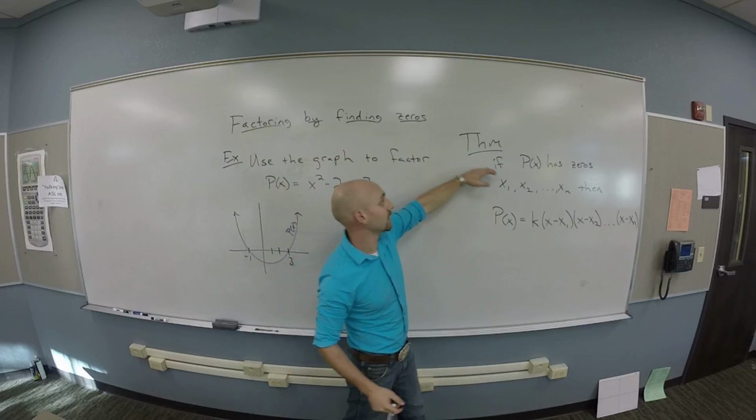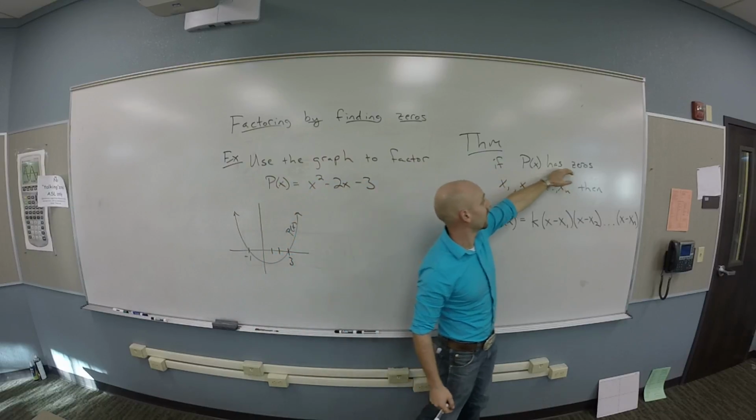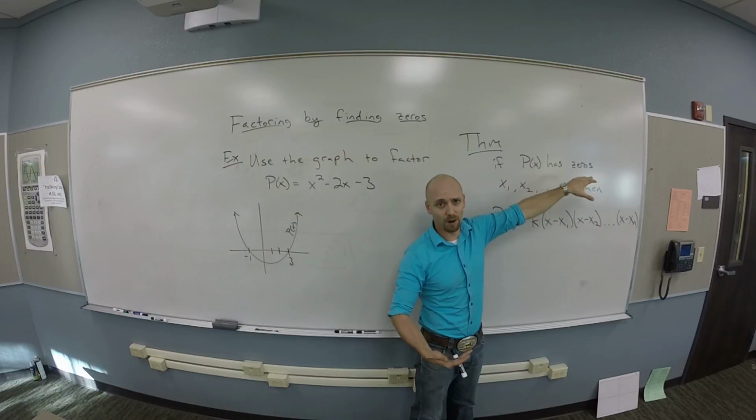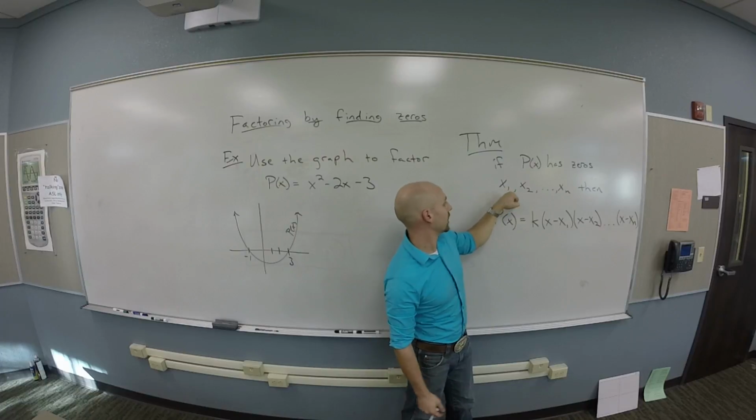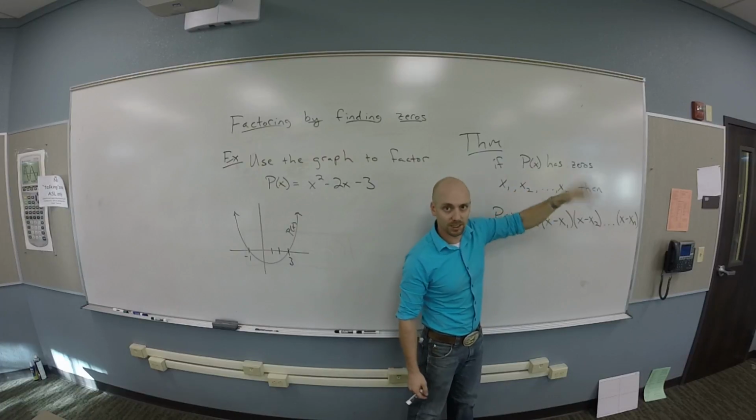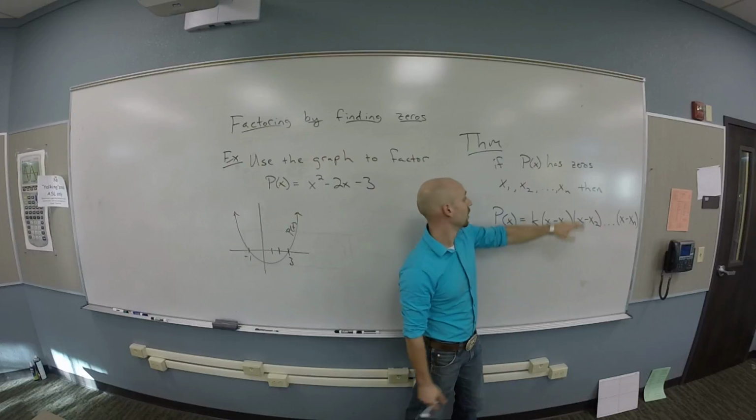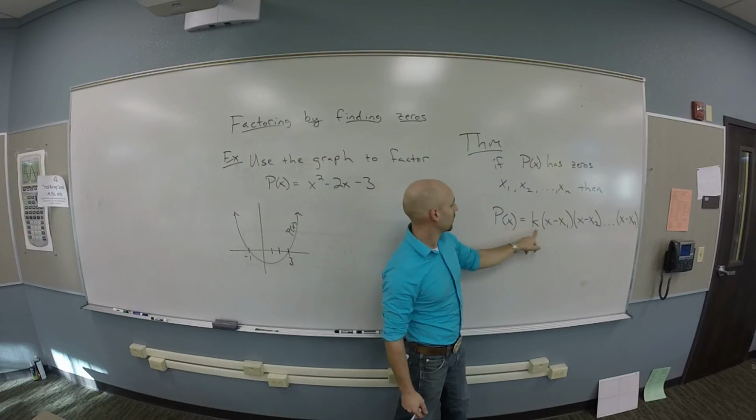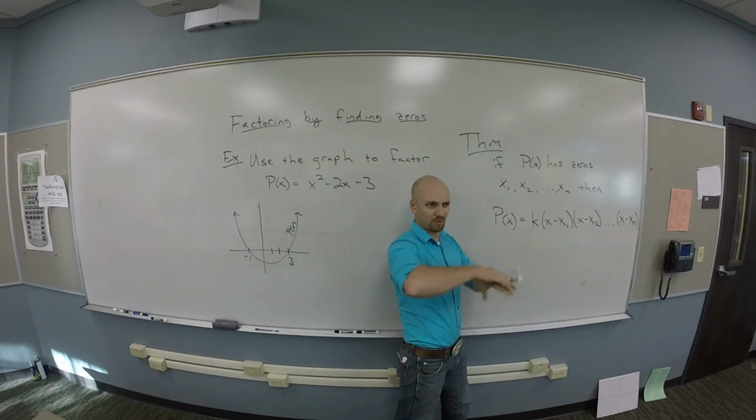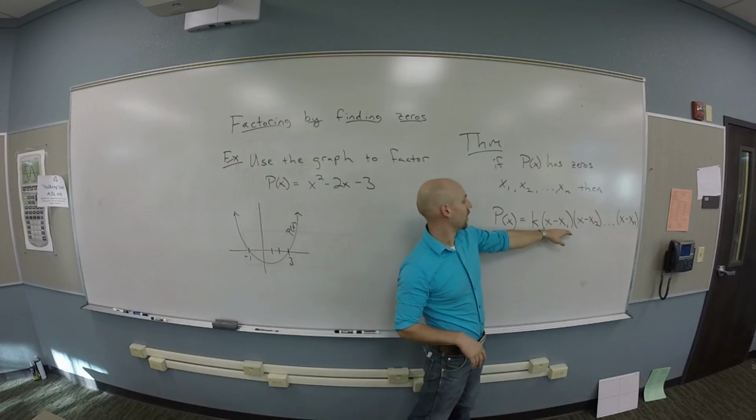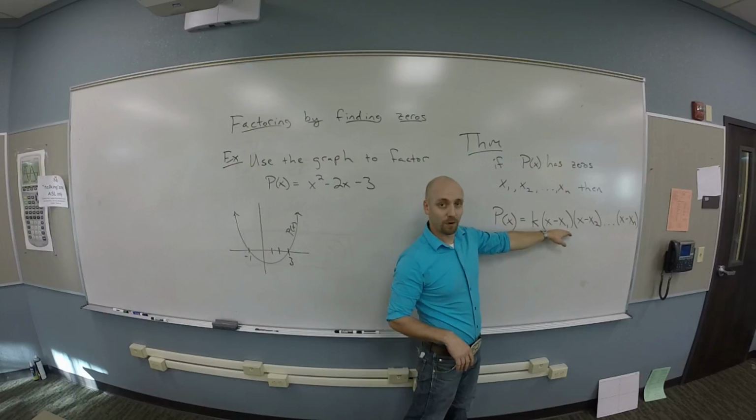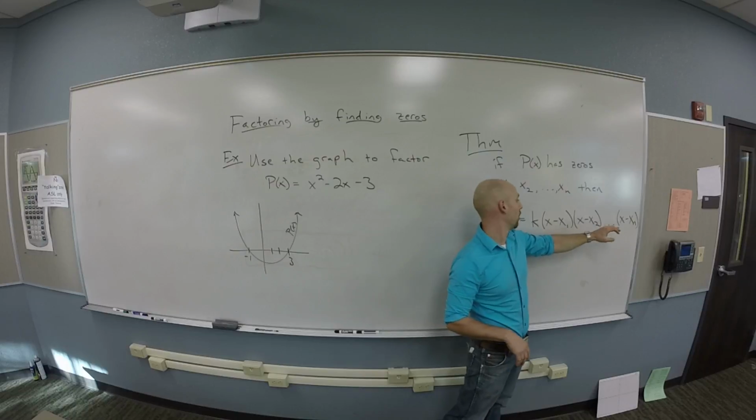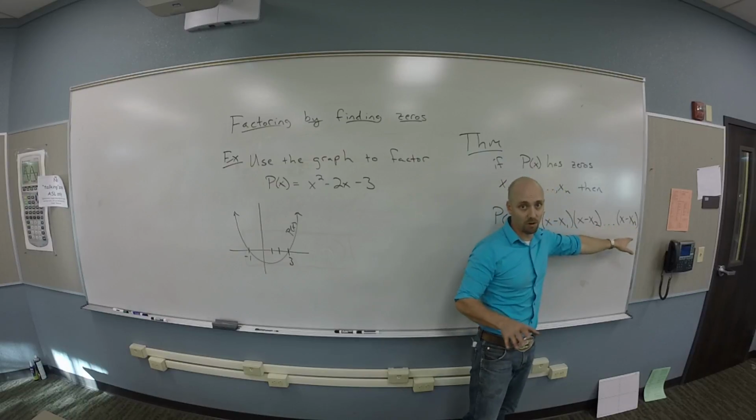This little theorem says if a polynomial p of x has zeros, and zeros mean x's that I put in and get a zero out, say those are listed as x1, x2, and then up to xn, so there's maybe a bunch of these, then I can write p of x as some number k, which is just some kind of vertical inflation factor, times the quantity x minus the first zero, times the quantity x minus the second zero, and so forth until you get to the last zero.